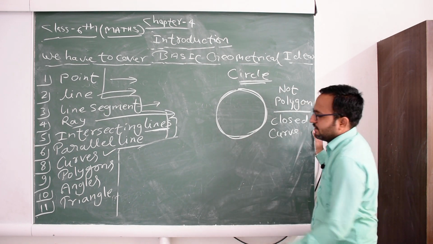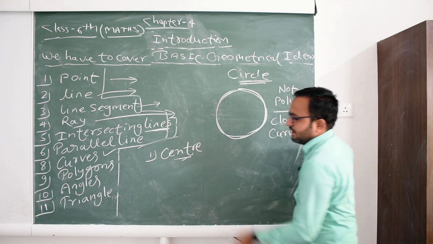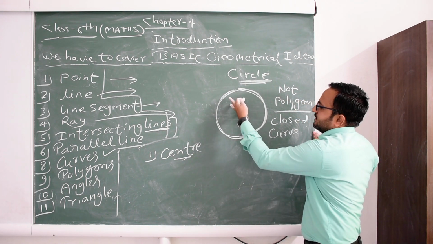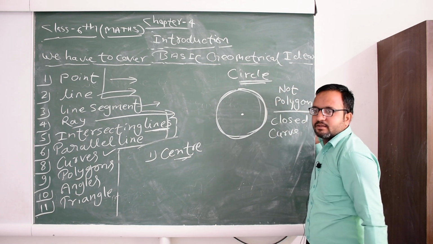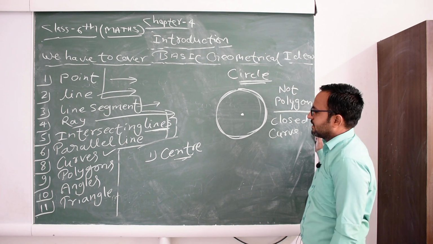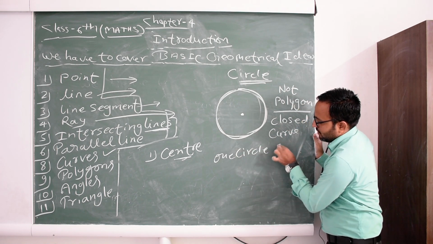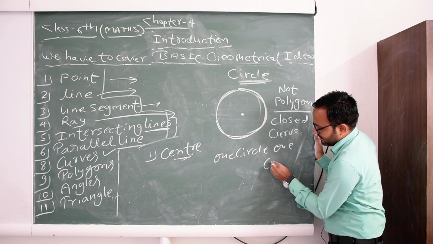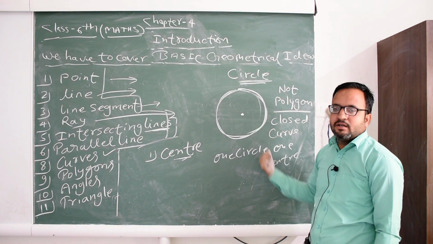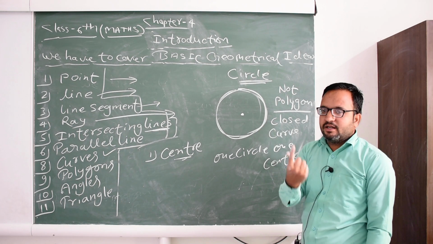Okay, also in the case of circle, first we discuss center. If we draw any circle, we put a center, and with the help of compass we draw the circle. So this is a circle, one circle, one center. If you have any circle, it has only one center, no more than one center available in a particular single circle.